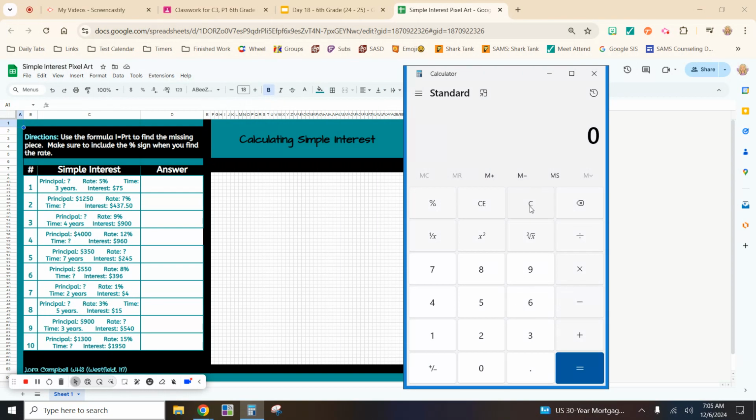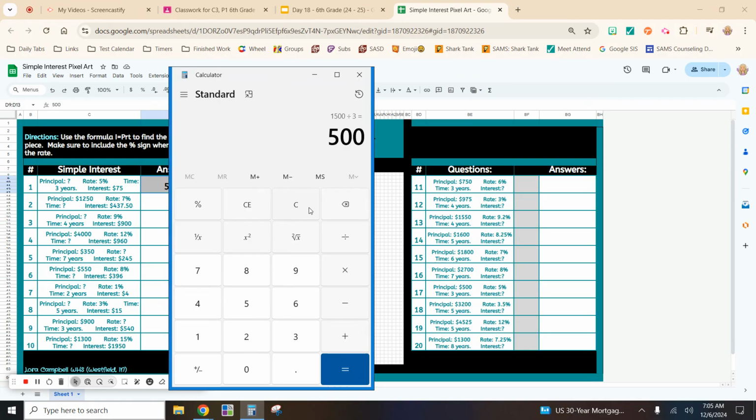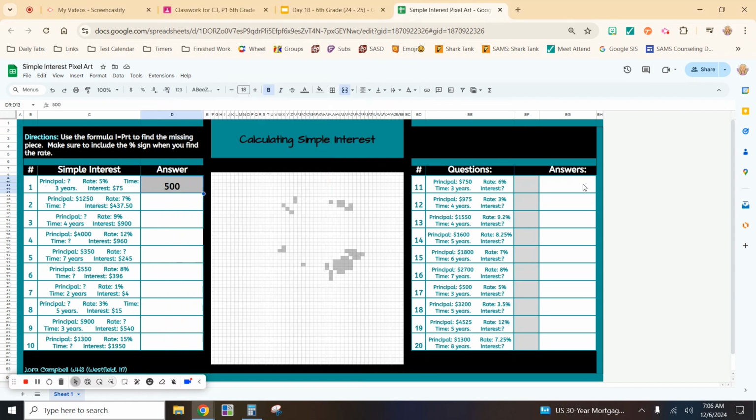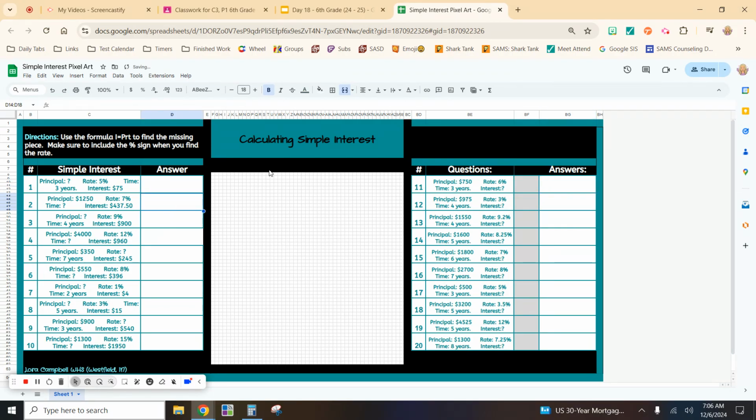So for the first one, we've got 75 is the interest, divide by 5%, divide by 3 years, should be $500. Now, if I go over here and I look on the right-hand side, I am looking for the amount of interest, so I take the three numbers and multiply together. 750 times 6% times 3 years. $135. Ooh, look at that. Okay, you've got 18 more of those to go, so there you go.